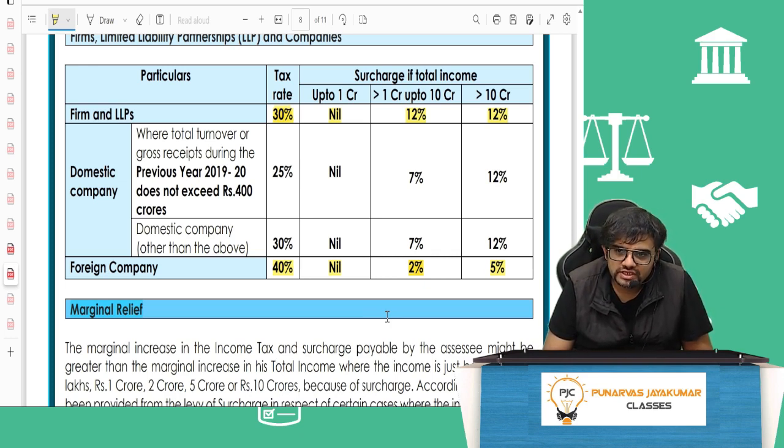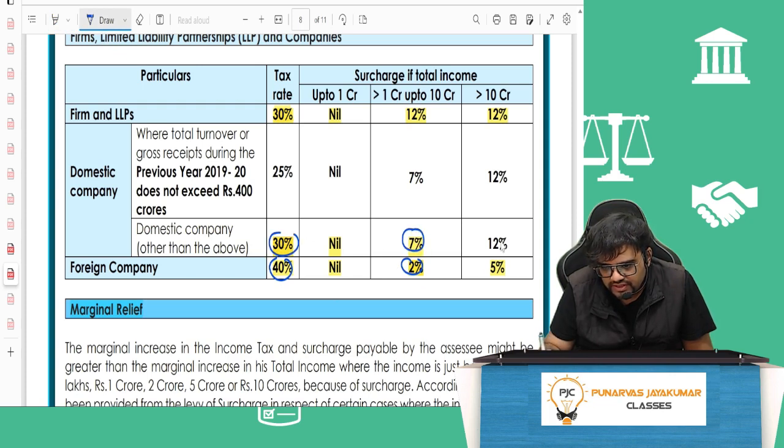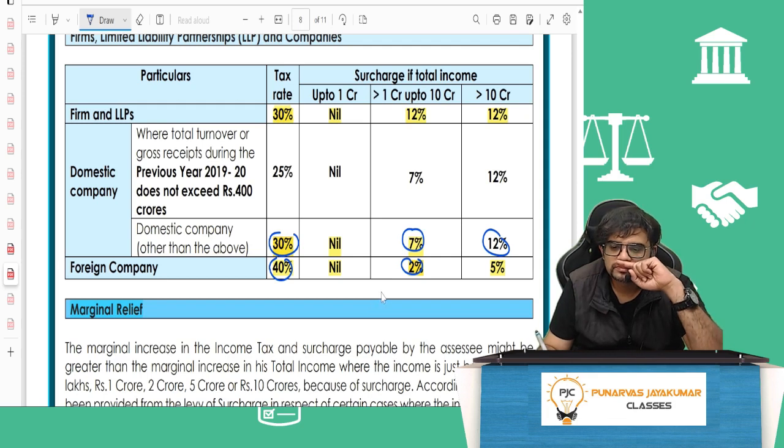Domestic company, you see, guys. Domestic company, normally it is 30%. Up to 1 crore, nil. Greater than 1 crore, up to 10 crore, 7%. Why 7%? Because the tax rate is less. Foreign companies will cry otherwise. So I am creating a level playing field. For them, I'm increasing the surcharge. All this you have to remember. And if more than 10 crore for a domestic company, how much is it? 12%.